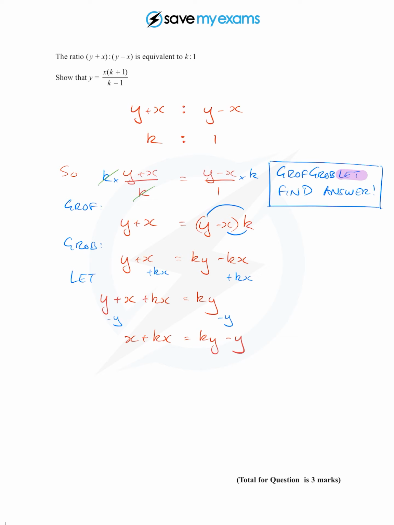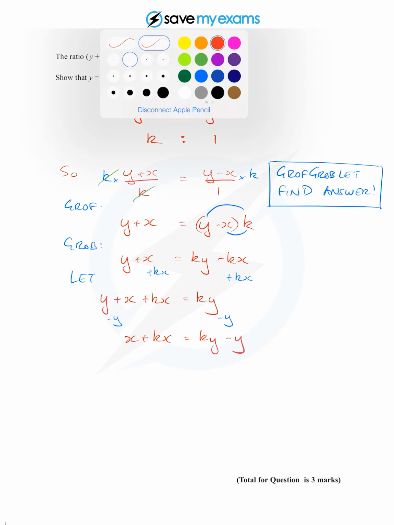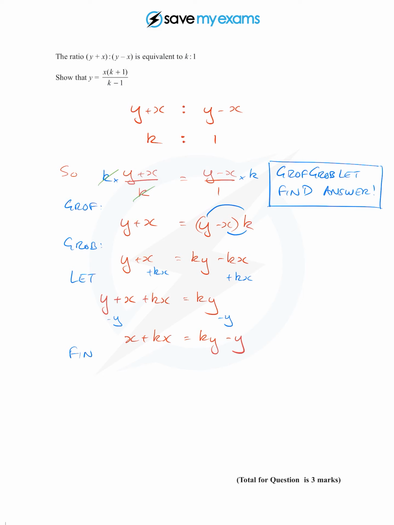And GROB GROBLET now tells me to FIN, to factorise if necessary. And this is only necessary when I have more than one term with, in this case, y in it. And I do, so I need to factorise on the right-hand side. And if I take out a factor of y, what do I get left with? Well, k, because k times y is ky, minus 1, because y times minus 1 is minus y. I could factorise on the left-hand side as well if I want to, and looking at the question, they definitely have, so let's actually do that as well. Let's take a factor of x out, and I get left with 1 plus k.